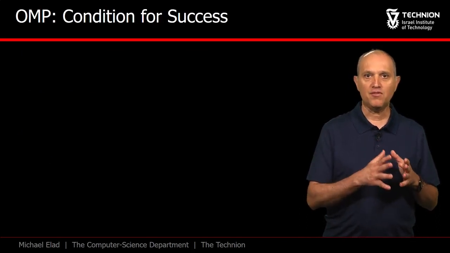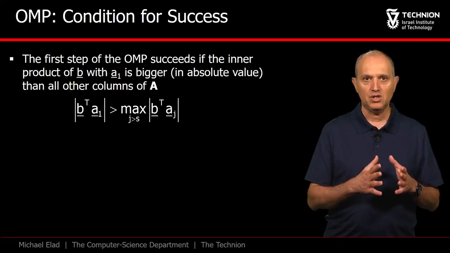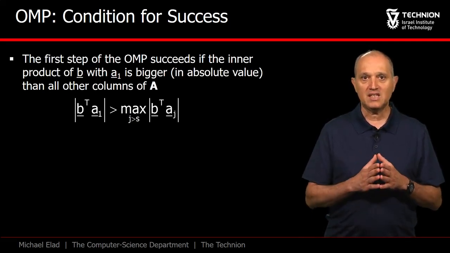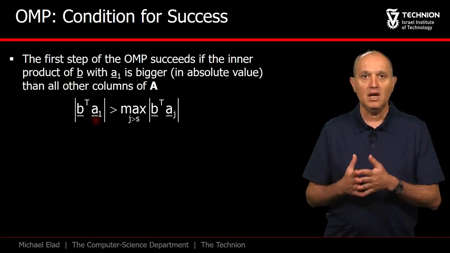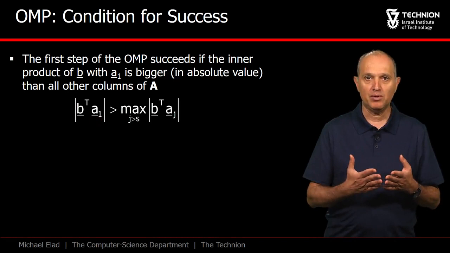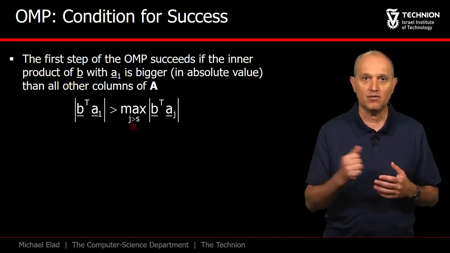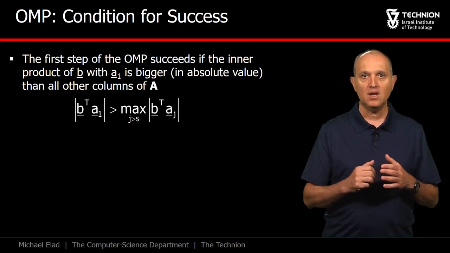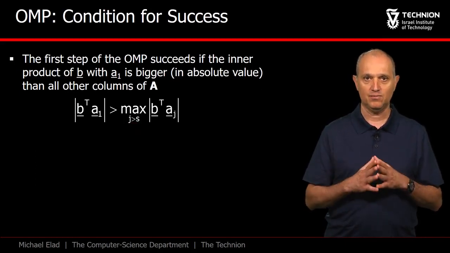Let's zoom in on the very first step of the OMP and pose conditions for its success. The residual at this stage is the entire vector B. A success implies that the inner product of B with the first column of A leads to a bigger absolute value when compared to the inner product with all the other atoms that are outside of the support. Thus, if this inequality holds true, OMP's first step is successful.